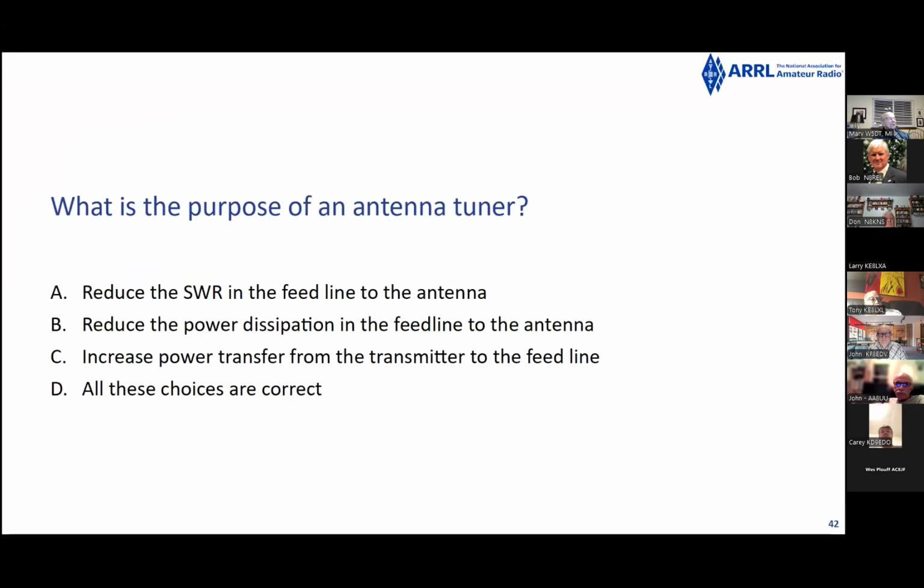Now let's have some practice questions. What's the purpose of an antenna tuner? It reduces the SWR in the feed line to the antenna, reduces the power dissipation in the feed line to the antenna, increases power transfer from the transmitter to the feed line. All these choices are correct. Delta, all of them. C, increases power transfer from the transmitter to the feed line.